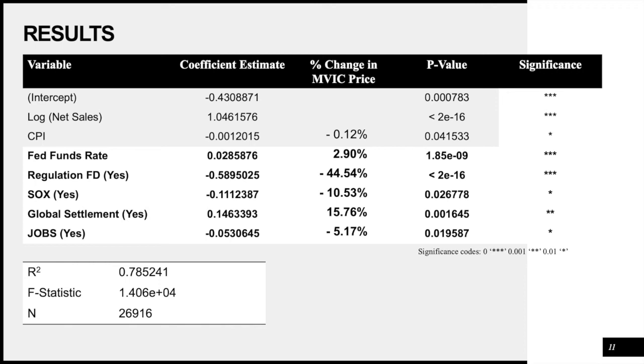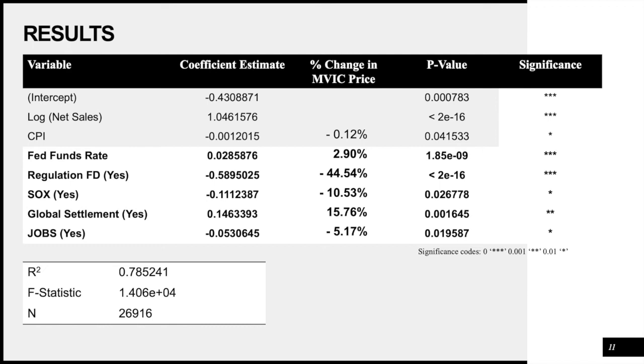Similarly, for the regulation pieces, if everything else remains constant, regulation FD resulted in a 44.54% decrease in the MVIC price. SOX resulted in a 10.53% decrease in MVIC price. Global settlement resulted in a 15.76% increase, and Jobs Act resulted in a 5.17% decrease. All variables seem to be significant with p-values below 0.05, which is the significance threshold, although Jobs and SOX are barely below the limit.